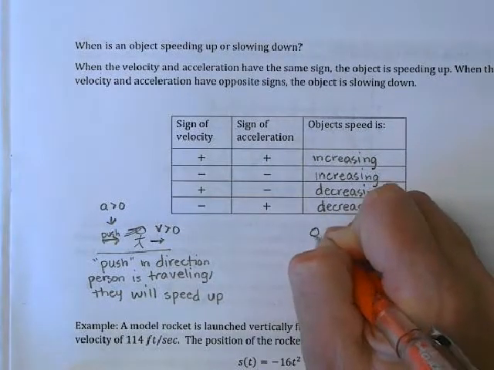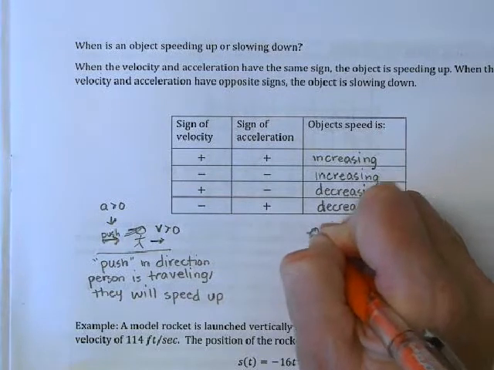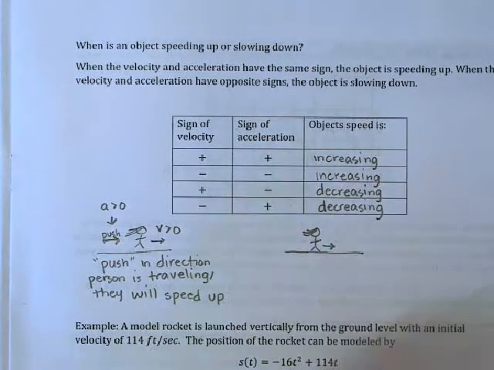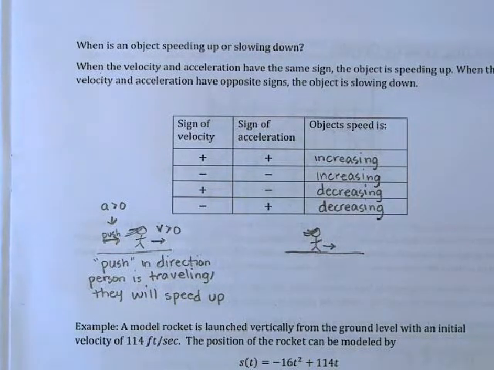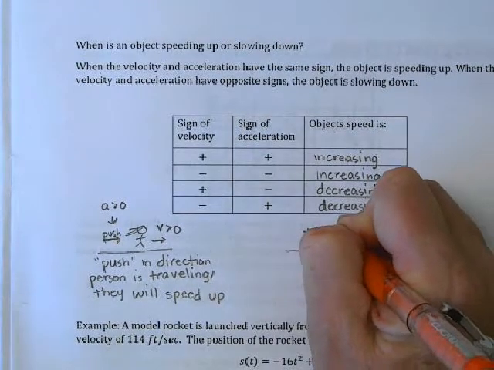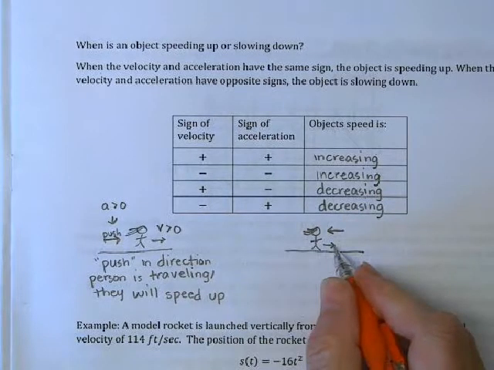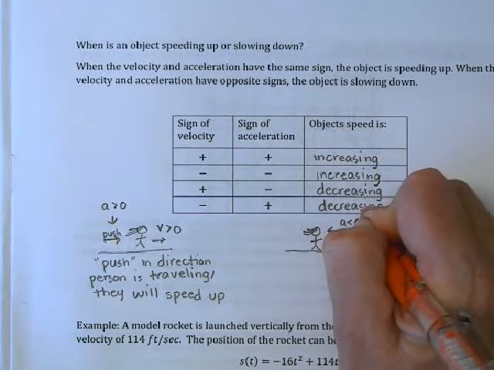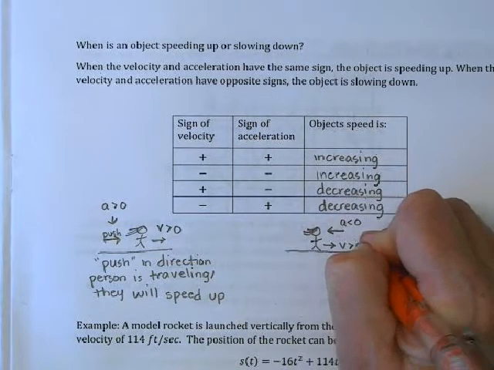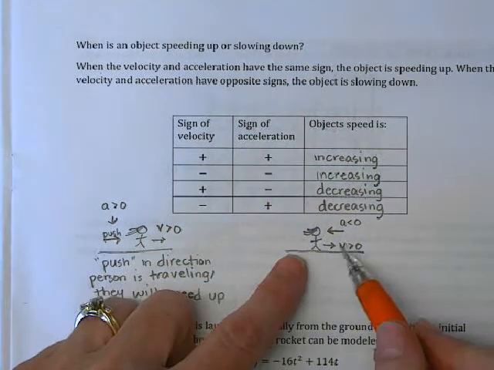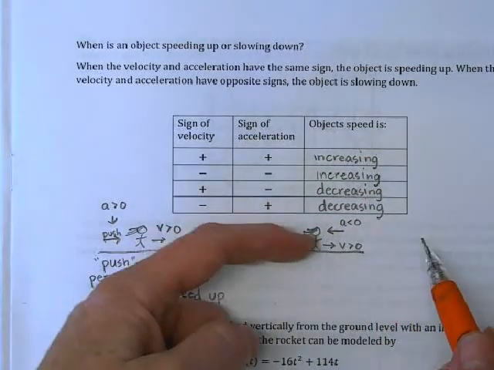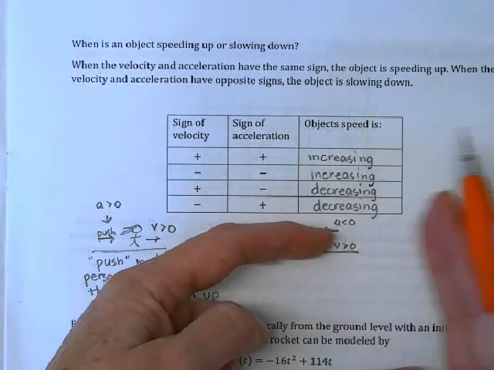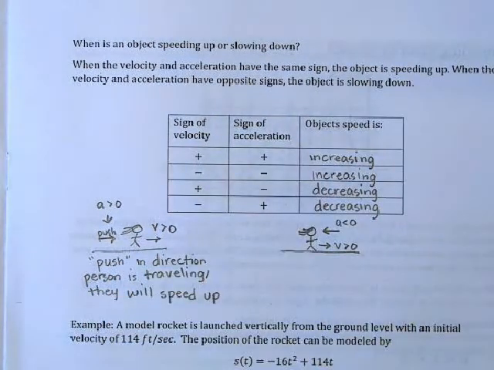Now let's say we've got our person jogging, hair blowing in the wind, coming this way. A person comes up to them and pushes them this way. So velocity is greater than zero, and let's have acceleration be less than zero. Or, again, think of an airplane flying this way. The wind starts pushing the airplane back this way. Maybe it's still going forward, but it's going to be slowing it down.